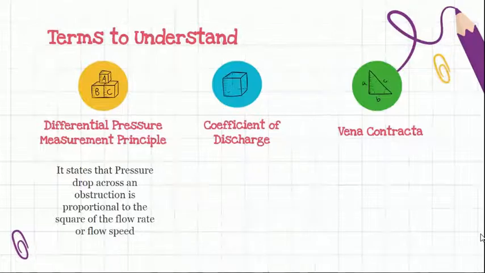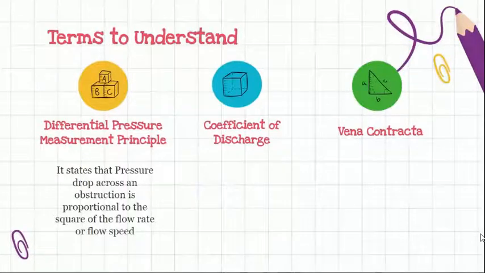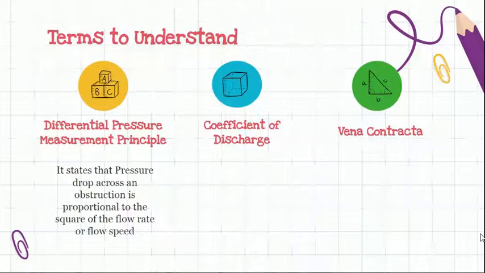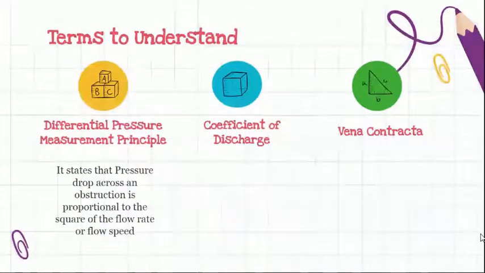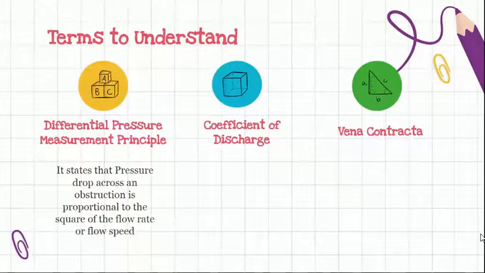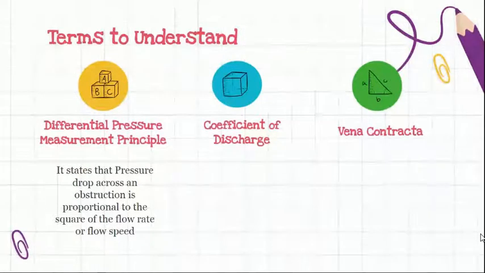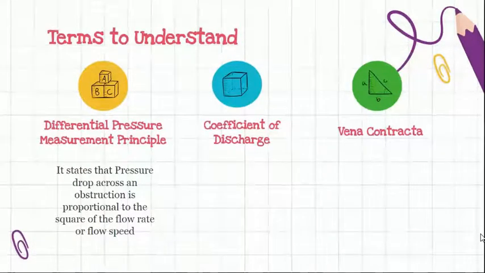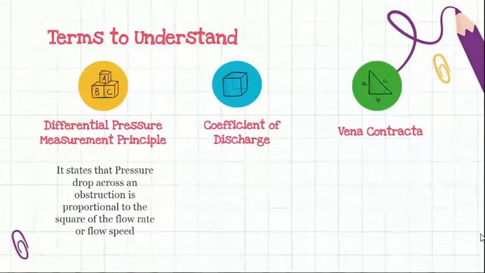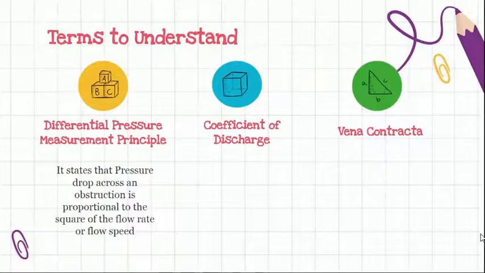Now, what does this actually mean? When we get into this, we can say that pressure is dropped across an obstruction. So the flow speed or the flow rate will be proportional to it. But how is it proportional? It is proportional to the square. So the pressure drop is proportional to the flow rate squared.